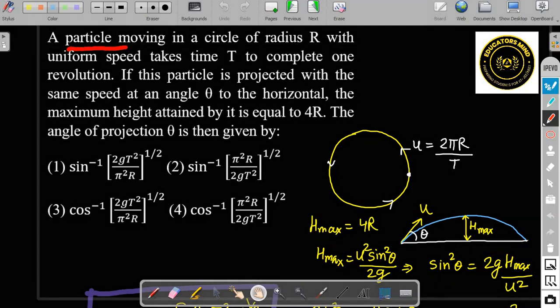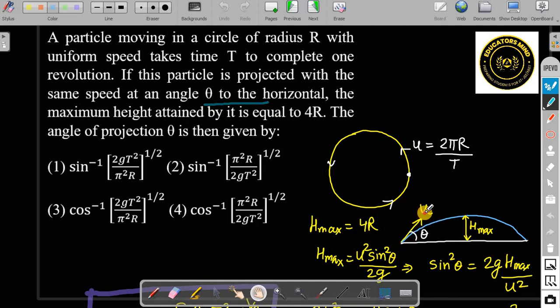A particle moving in a circle of radius r with uniform speed takes time t to complete one revolution. So in time t it is covering one revolution. Speed is distance by time. In one circle the distance is 2 pi r, so speed is 2 pi r divided by time t.